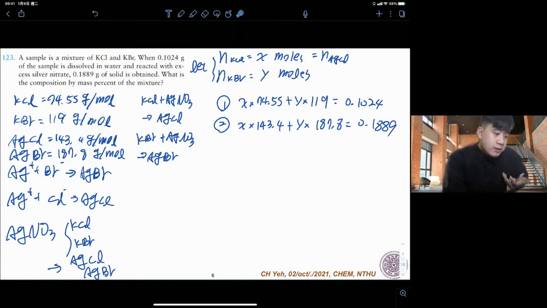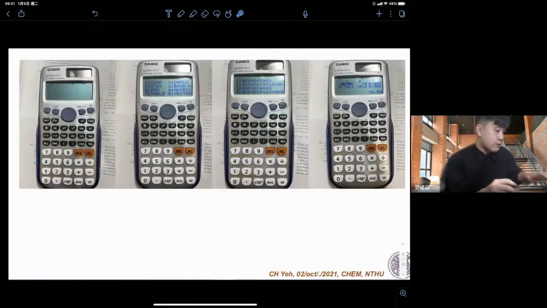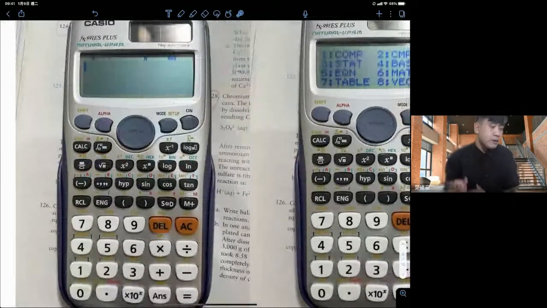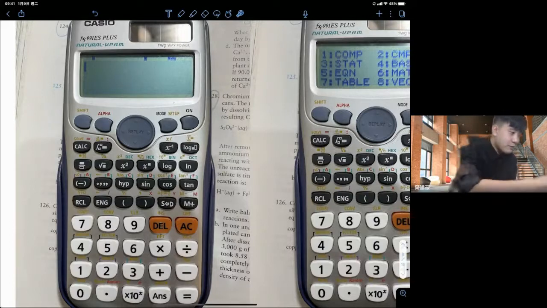But you know, these numbers are not pretty. So what you have to do is use the calculator very wisely, and I will teach you how to use it. The first step is to open your calculator and use the equation solver to solve an equation that has two unknown numbers.